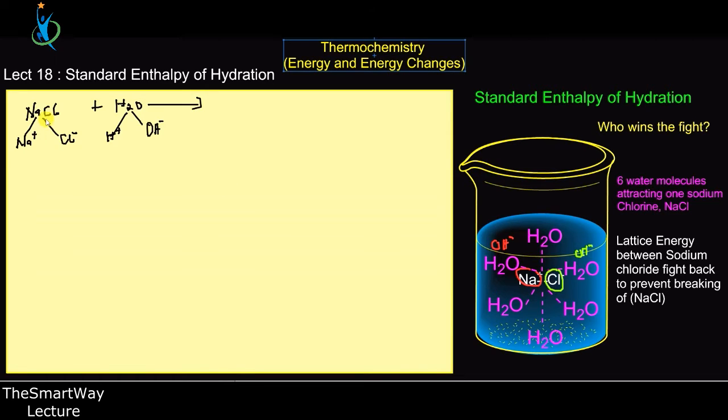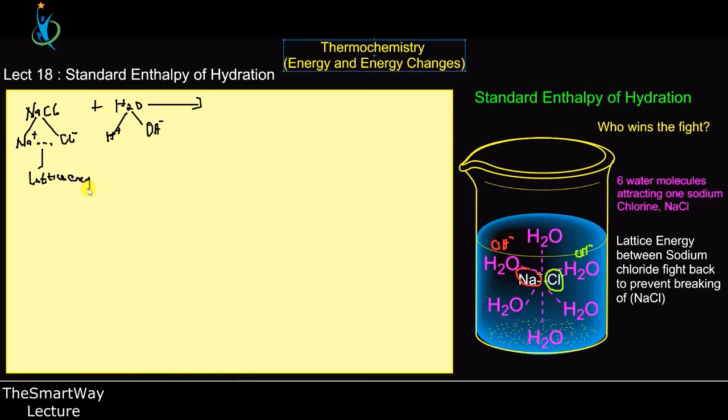Now, we all know that the sodium chloride ions are also held by a bond, and that bond is also called lattice energy. The lattice energy. So there is a competition, or a fight, between the water attracting the ions of the salt, and the salt itself. The ions of the salt are also being held together, in order to prevent the breaking. And this is what we call the lattice energy.